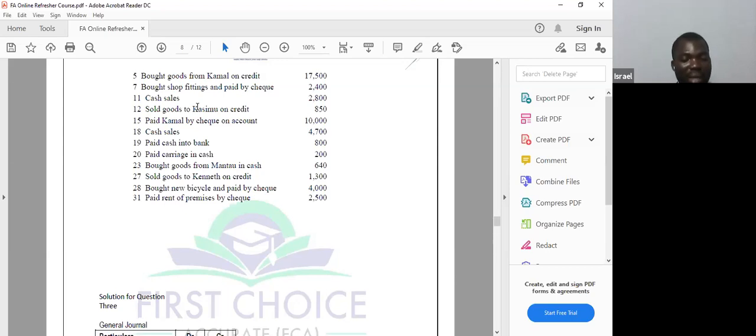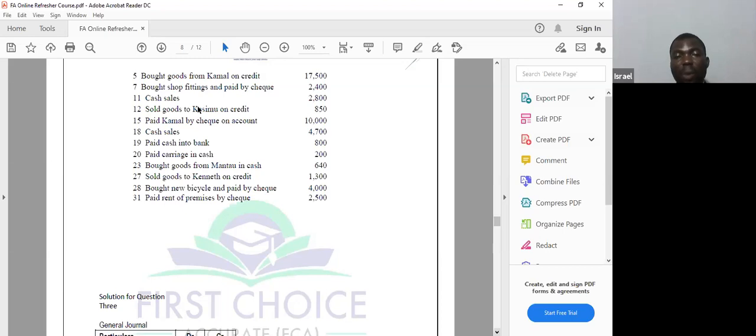Now, the next one that we want to look at here talks about the posting. So what is the posting? It was on credit, right? So the trade receivables will be debited because it's increasing. The other leg, we're going to record it under the sales journal because it's on credit. Then at the end of the month, the total amount on that sales journal will be transferred to the credit item of sales account. Are you with me?